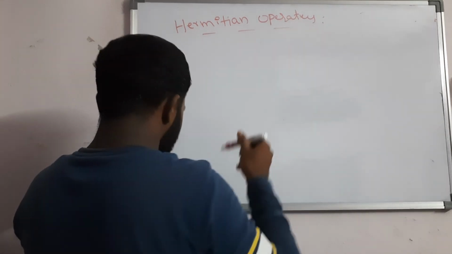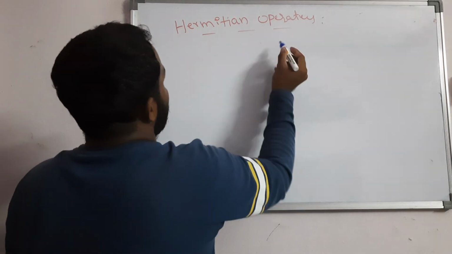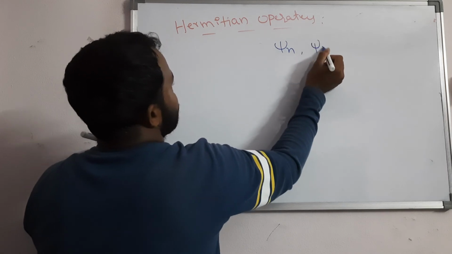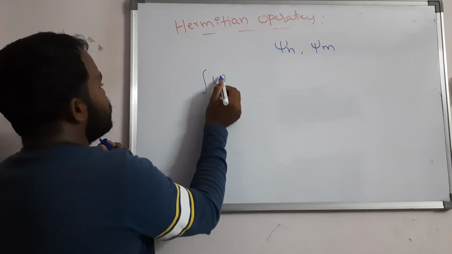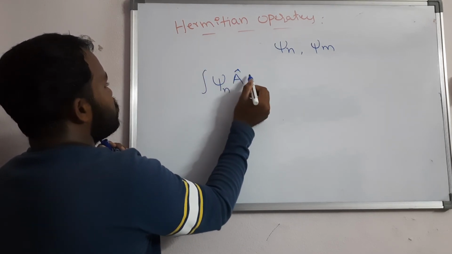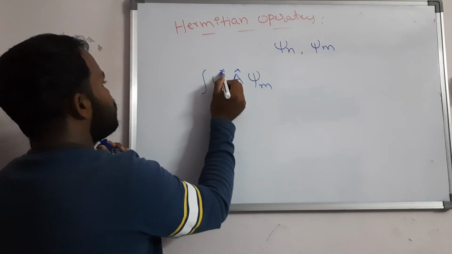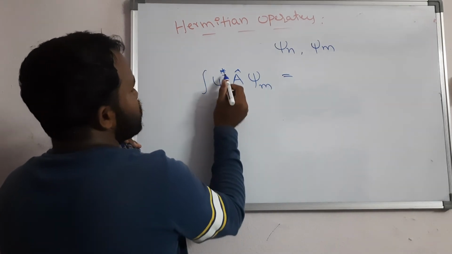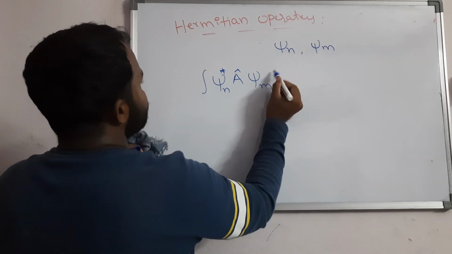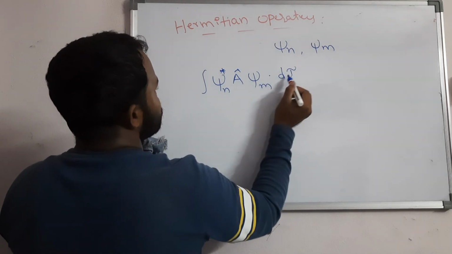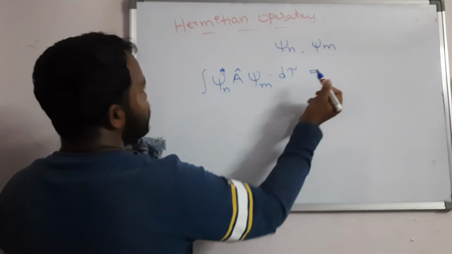Hermitian operator. If psi n and psi m are two wave functions, you should write the integration of psi n into a cap into psi m star. Otherwise here star you will take. So psi n star into a cap into psi m, into d tau you should write. So d tau is nothing but volume, dx into dy into dz, that we will discuss later in next concepts.